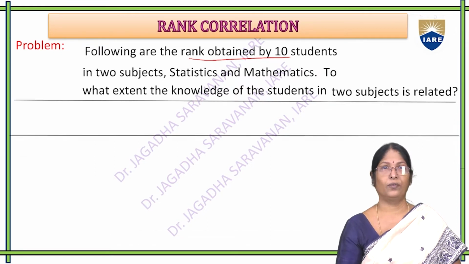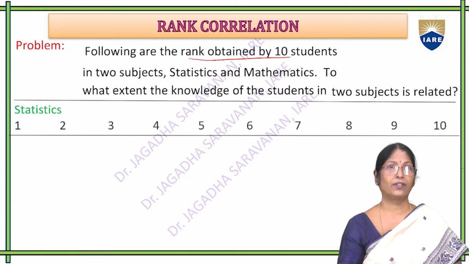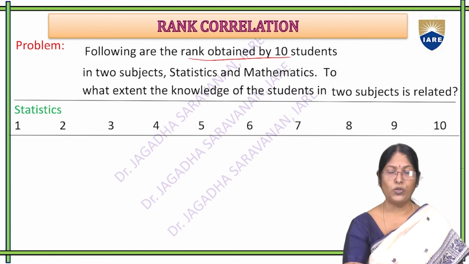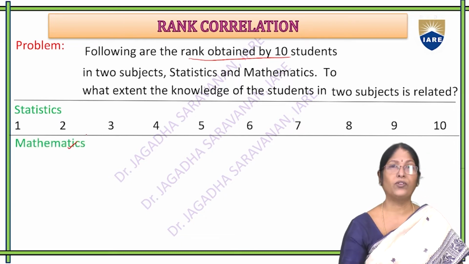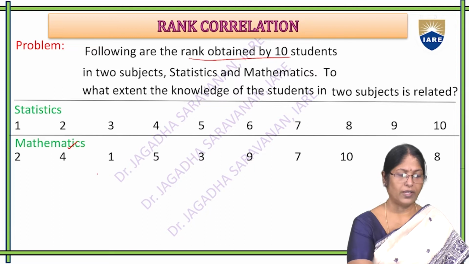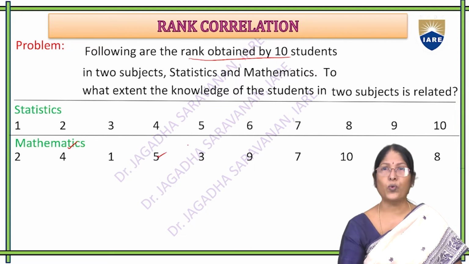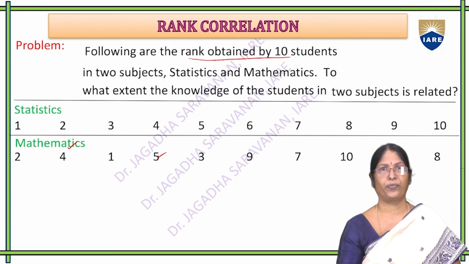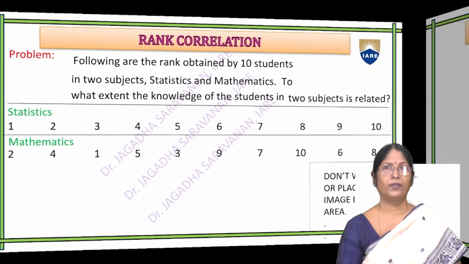So we can see the data. The first subject is statistics, and the data are 1 to 10. The second subject is mathematics, and the data are 2, 4, 1, 5, 3, 9, 7, 10, 6, and 8. So the 10 data regarding the subjects statistics and mathematics are displayed here.